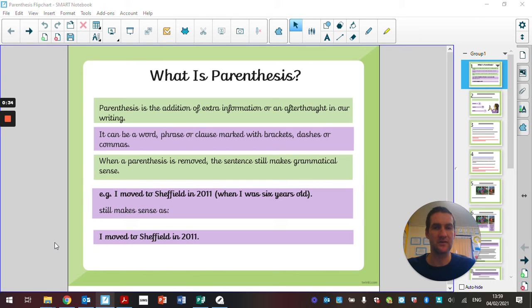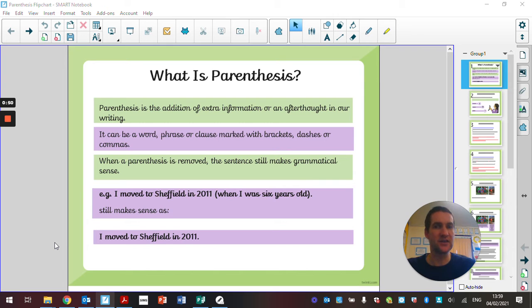Let's have a look at some examples. Go through a quick quiz to test you. And then there is a task at the end for you to have a go at independently. So let's have a look at what parentheses is.